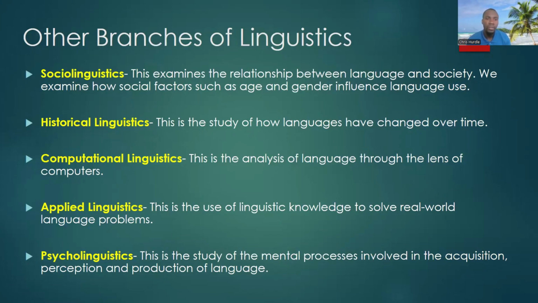Computational linguistics is the analysis of language through the lens of computers. A good example of computational linguistics would be things like Siri, where artificial intelligence is made to mimic human speech. So that would be an example of computational linguistics. Another example would be machine translation, right? So Google Translate, language apps, things like that.